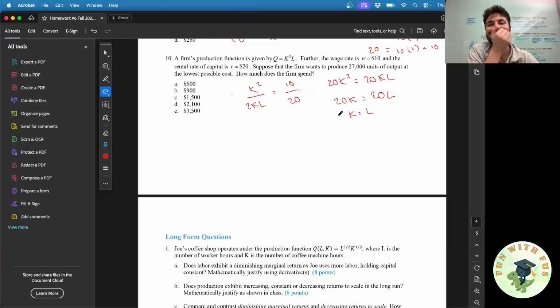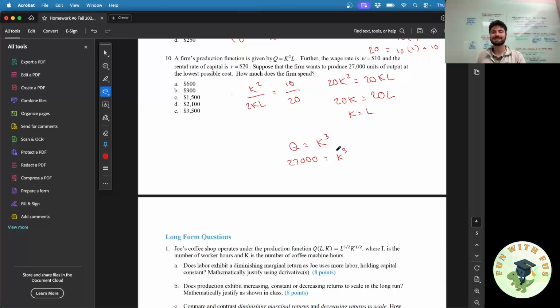That's crazy. Is that true? Am I doing something wrong here? Maybe. But that would just mean that we have K cubed or L cubed. Huh. So Q is equal to K cubed, so 27,000 is equal to K cubed.